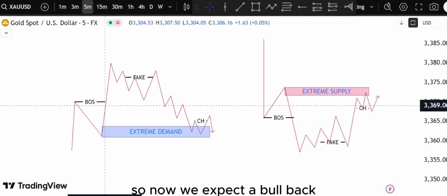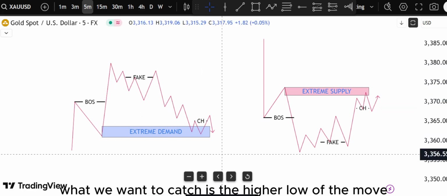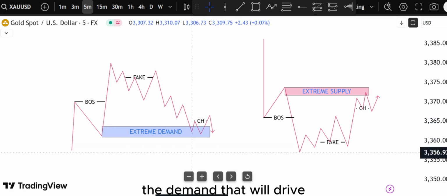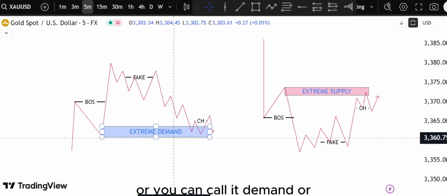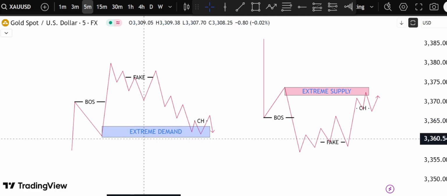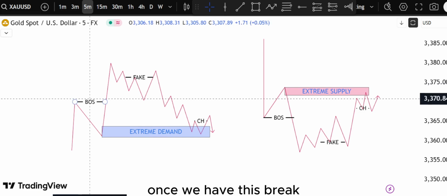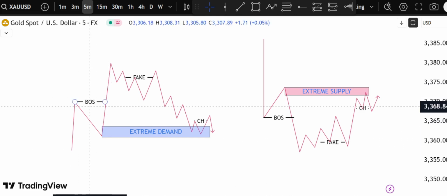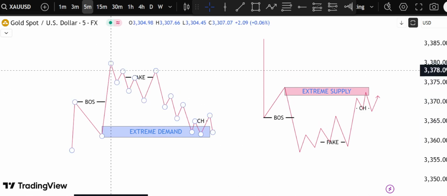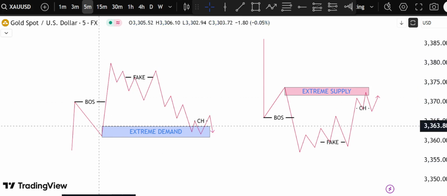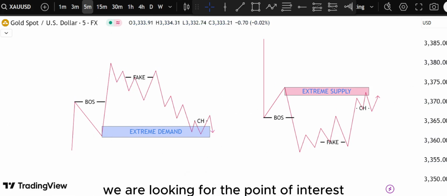So now we expect a pullback. What we want to catch is the higher low of the move, the demand that will drive. You can call it demand or order block, point of interest, it doesn't matter. Once we have this break and the recent high is broken with large movement, we are looking for the point of interest.